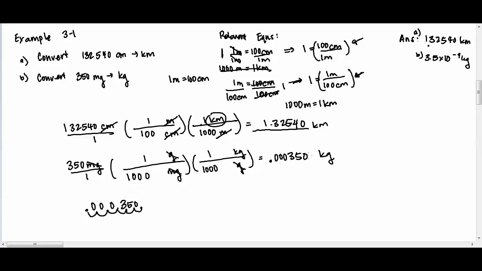0.000350. Now, in scientific notation, what you want to do is you want to make it so that the first number is not a 0, and then you have a decimal and numbers after that. So I want to go 3.50. But what did I have to do in order to make this number up here look like 3.50? Well, what I had to do was I had to move the decimal place 4 times to the right.